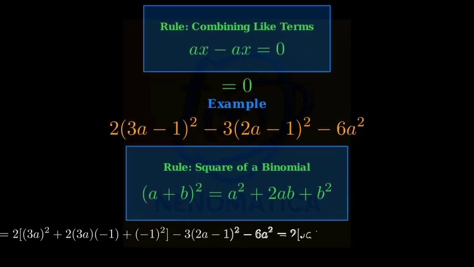For the first term, we have 2 times the square of 3a minus 1. This means 2 times the quantity 3a times 3a plus 3a times negative 1 plus negative 1 times 3a plus negative 1 times negative 1.